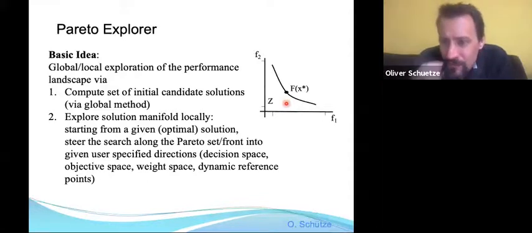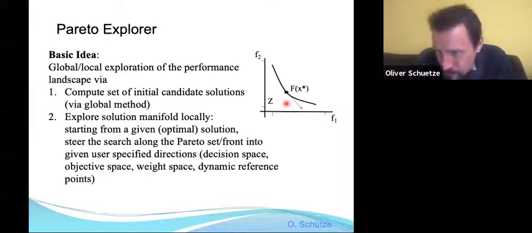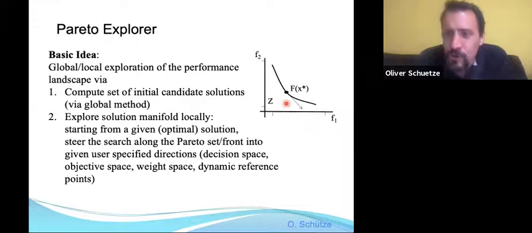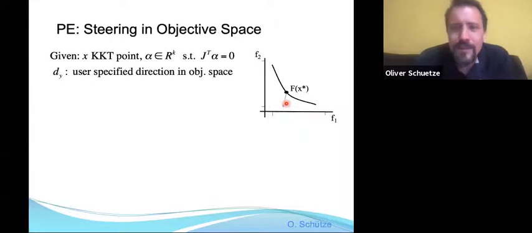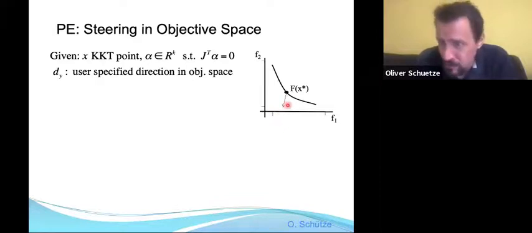take this point and then we make a fine adjustment of this point, right? So that's what we are going to do. And how do we do this? I mean, for instance, we have 2 classical ones, the first is steering in objective space. Steering in objective space says that I have a given point. This is my solution. I look at the objective value, and then the decision maker says, you know what, I would like to steer in this direction.